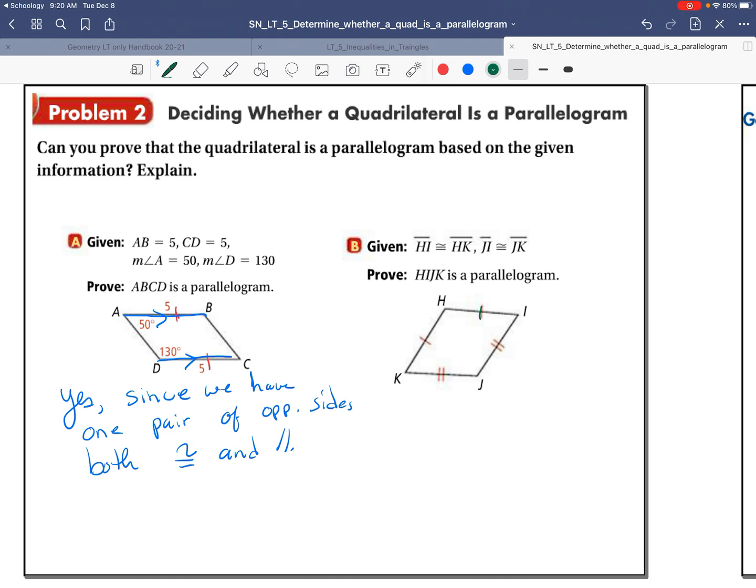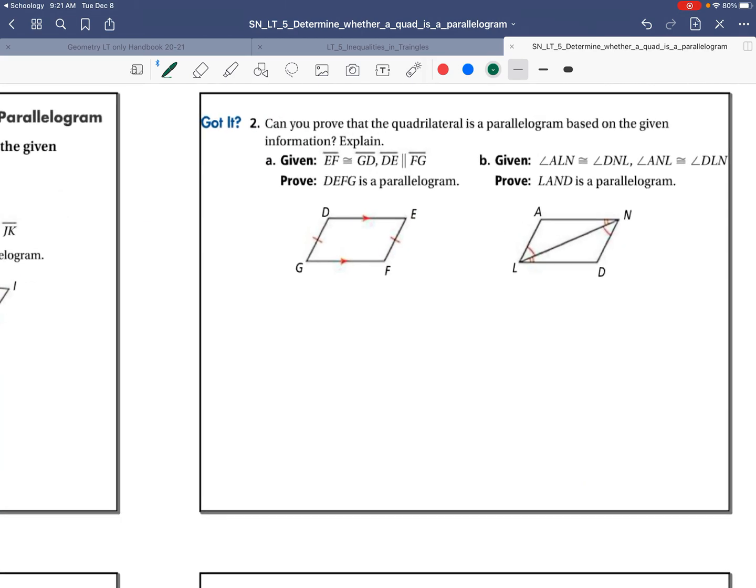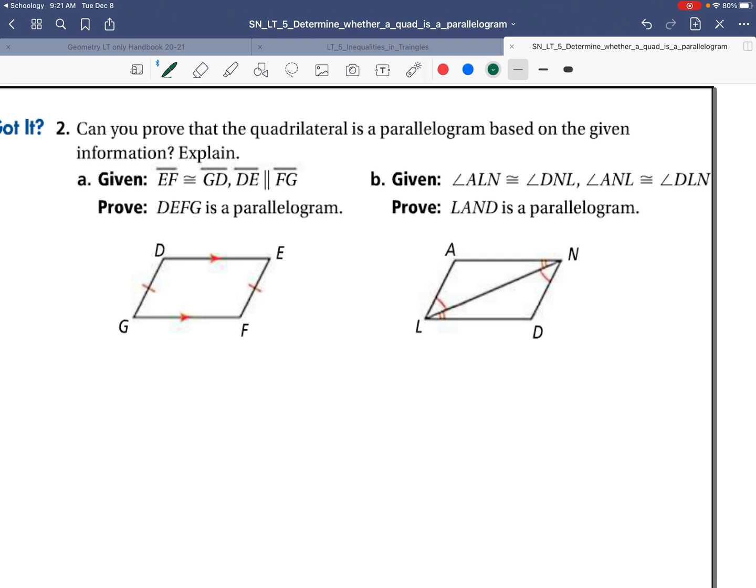So this one's a little misleading. These two are congruent and these two are congruent. We do not have opposite sides congruent. We have consecutive sides congruent. So this would be no. We cannot determine it's a parallelogram. Let's look at these two. Pause the movie, try A and B, then press play when you are finished.